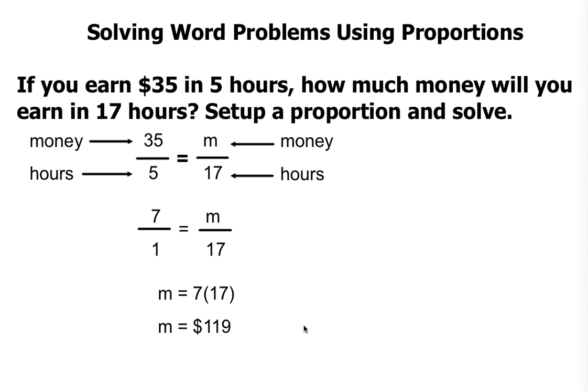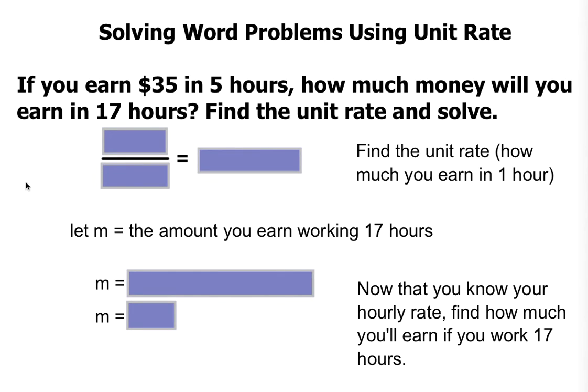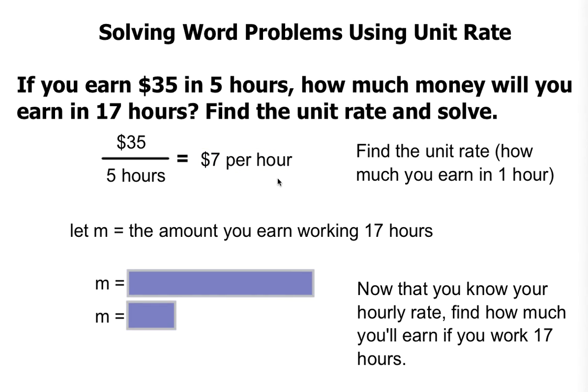I'm going to solve the same word problem using unit rate. Unit rate, by definition, is a rate that tells you how many of one item is being compared to one of another item. So in our specific problem, we want to know how much you will earn in just 1 hour. So when you set up your unit rate ratio, the dollars must be in the numerator, and your time, your hours, will be in your denominator. When you reduce this, you'll find out that your hourly rate is $7 per hour.